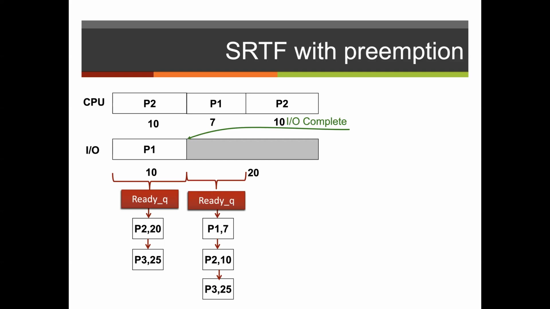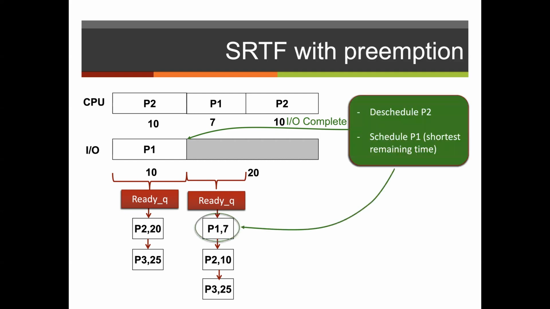And so in this case, P1 is ready. P1 has a value of 7, P2 has a value of 10, and P3 has a value of 25. So we deschedule P2 and we'll schedule P1 because it has the shortest time remaining. So at this point, P1 is complete.